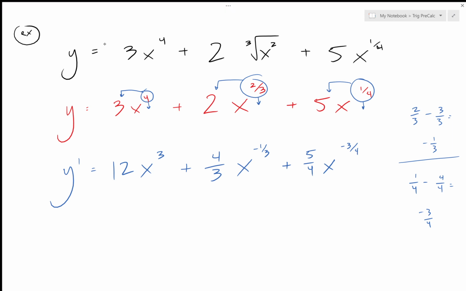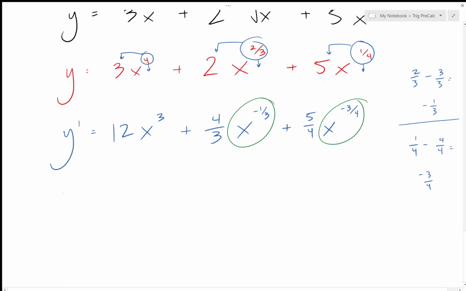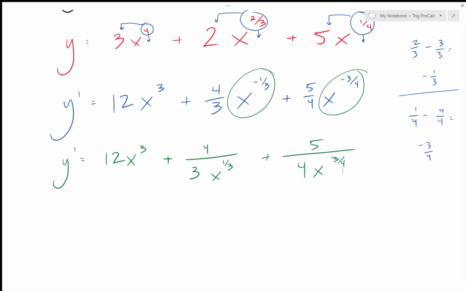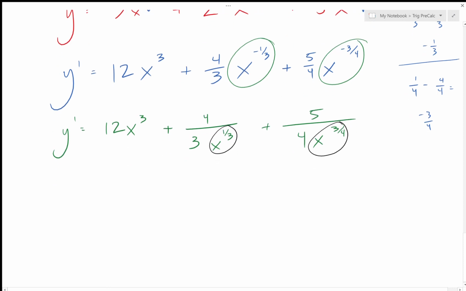But again, don't like these negative exponents, so let's bring those to the bottoms of their respective fractions. So y prime, first thing's okay. Plus, 4's on top, 3 stays on bottom, x to the positive 1/3, plus 5 over 4x to the positive 3/4.